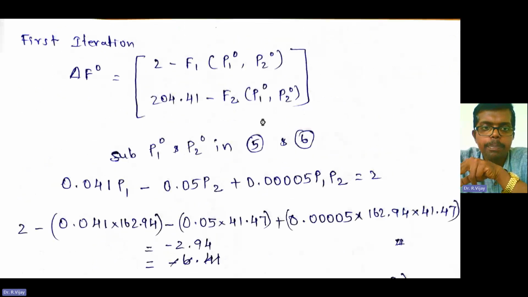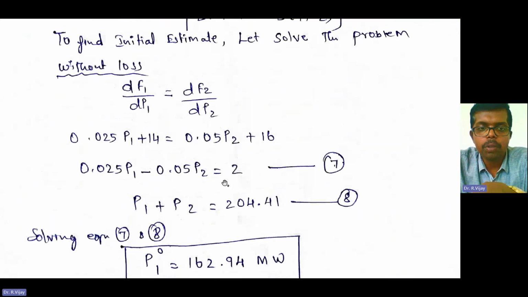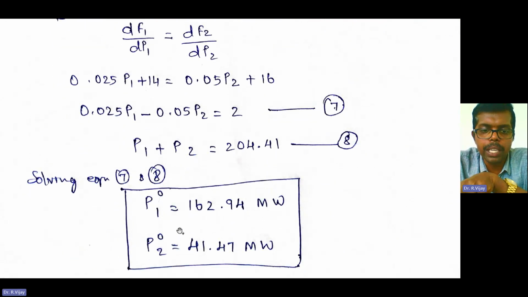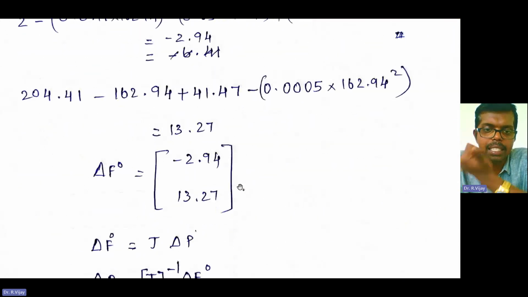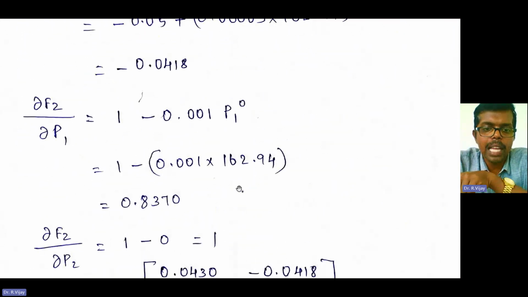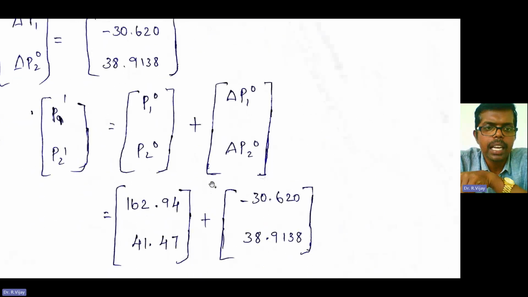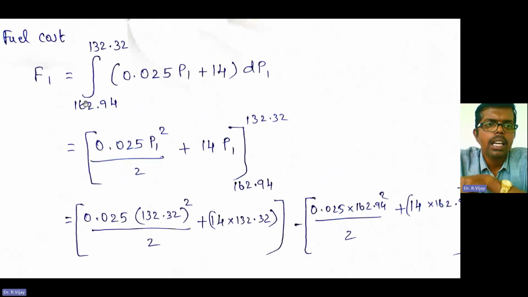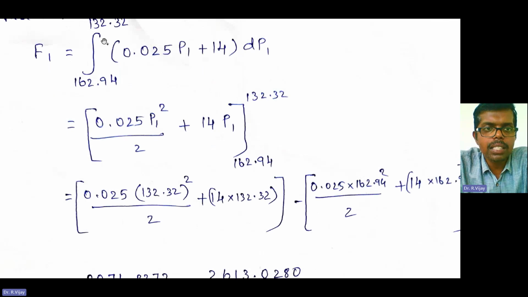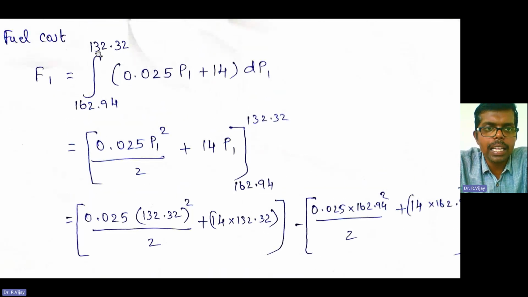Here P1 and P2 we got without losses. These values we have taken in the integration as the lower limits. So while integrating, this 162.94 megawatt is the value without loss, and with the losses we already calculated 132.32 megawatt.